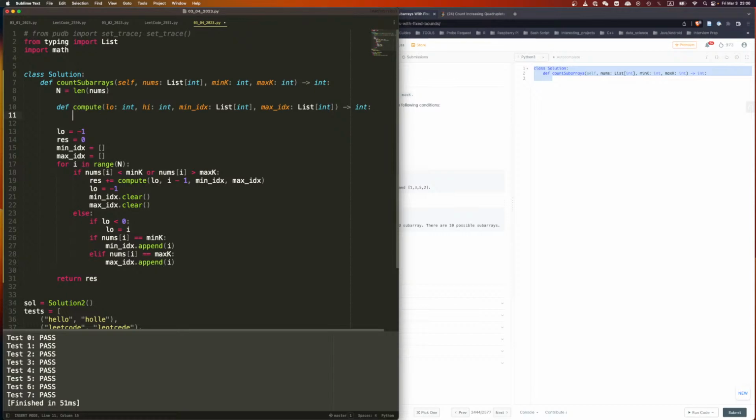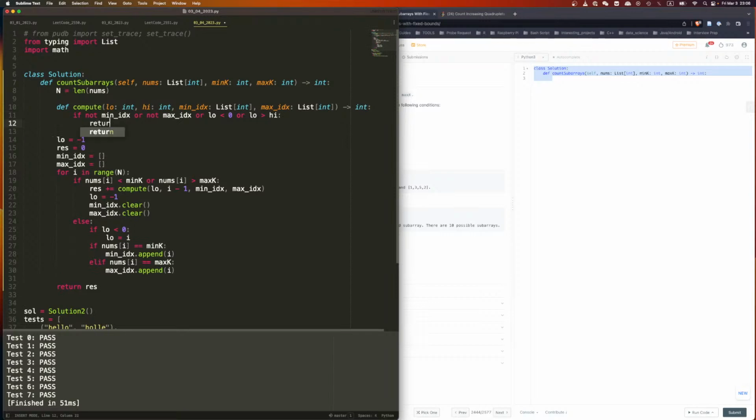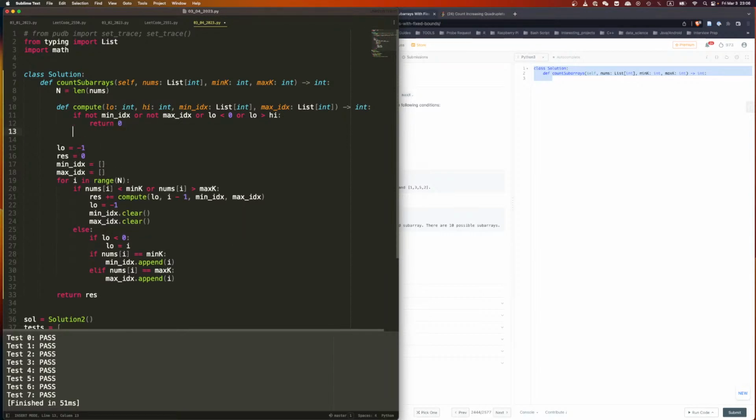And then we say if not min index or not max index, or low is smaller than 0, or we can say, for the high, low is smaller than high. No, low is larger than high. Then we return 0.